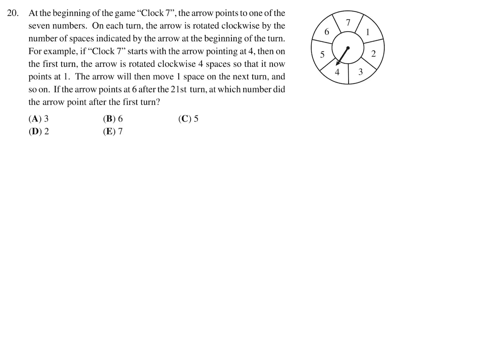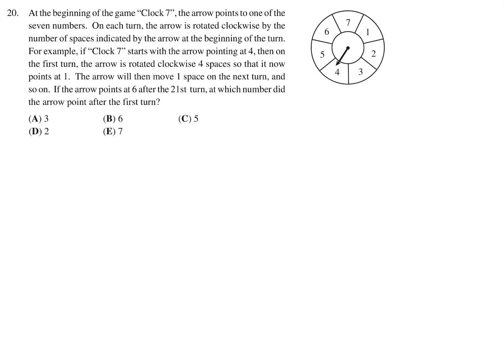At the beginning of the game Clock 7, the arrow points to one of the 7 numbers. On each turn, the arrow is rotated clockwise by the number of spaces indicated by the arrow at the beginning of the turn. For example, if Clock 7 starts with the arrow pointing at 4, then on the first turn the arrow is rotated clockwise 4 spaces so that it now points at 1. The arrow will then move 1 space to the next turn, and so on. If the arrow points at 6 after the 21st turn, at which number did the arrow point after the first turn?